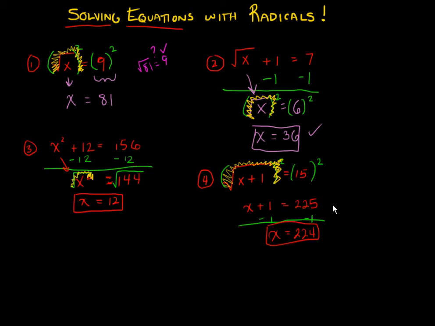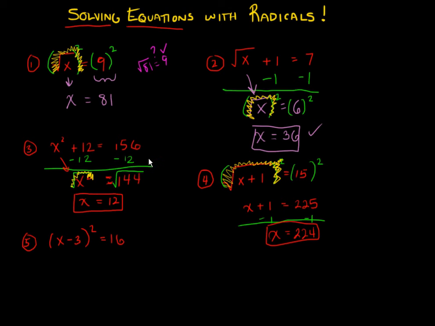And that's going to be our answer here. And plug that back in: 224 plus 1 is 225. The square root of 225 is 15, and that's what it equaled, 15. So we are all set. Let's keep going. Let's do a few more of these. Let's do, let's say, how about x minus 3 squared equals 16?